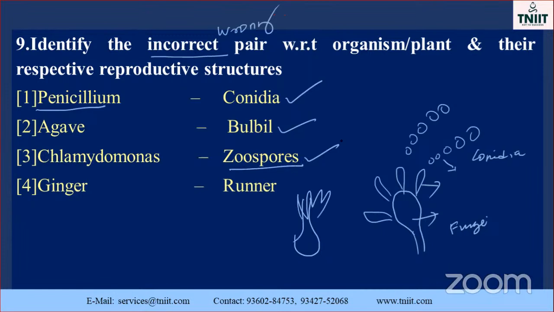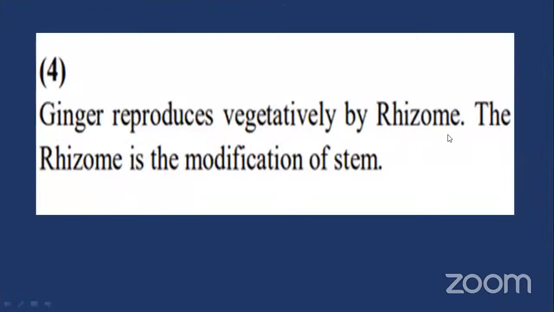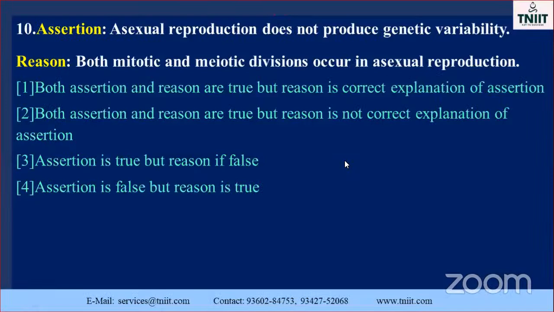Chlamydomonas zoospore is an asexual spore. But ginger is not a runner. It is only a rhizome. Okay, which option is it? You know, the fourth one is the incorrect option. Don't forget, this is a direct question. Ginger reproduces vegetatively by rhizome, which is a modification of the stem. Okay. Go to the next one.